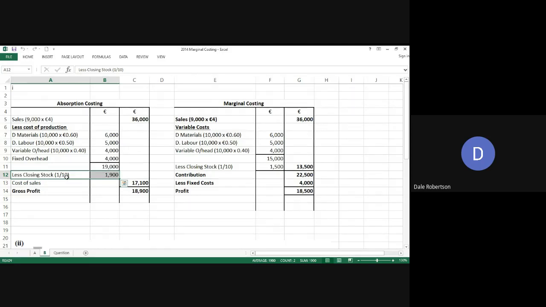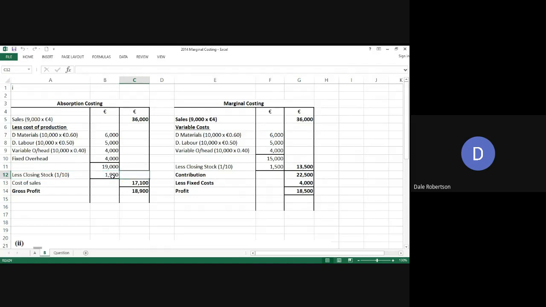And how do we know it's 1/10? Because we made 10,000 and we sold 9,000. So therefore the remaining closing stock, the unsold amount, is 1/10 of all of our production. So the value of the closing stock is 1/10 of the cost of production. Cost of production is 19,000, closing stock is 1,900.